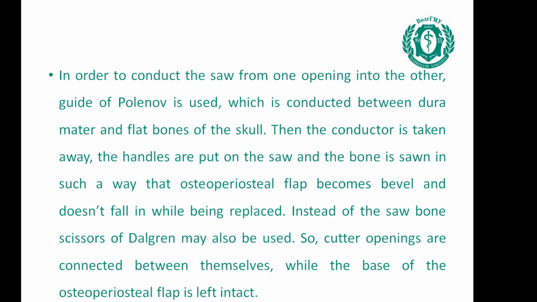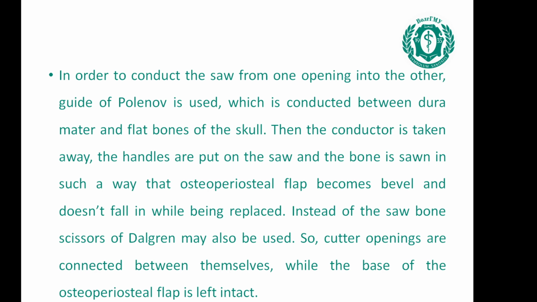In order to conduct the saw from one opening into the other, the guide of Polenov is used, which is conducted between the dura mater and the flat bones of the skull. Then the conductor is taken away, the handles are put on the saw, and the bone is sawn in such a way that the osteoperiosteal flap becomes beveled and doesn't fall in while being replaced. Instead of the saw, bone scissors of Dahlgren may also be used.